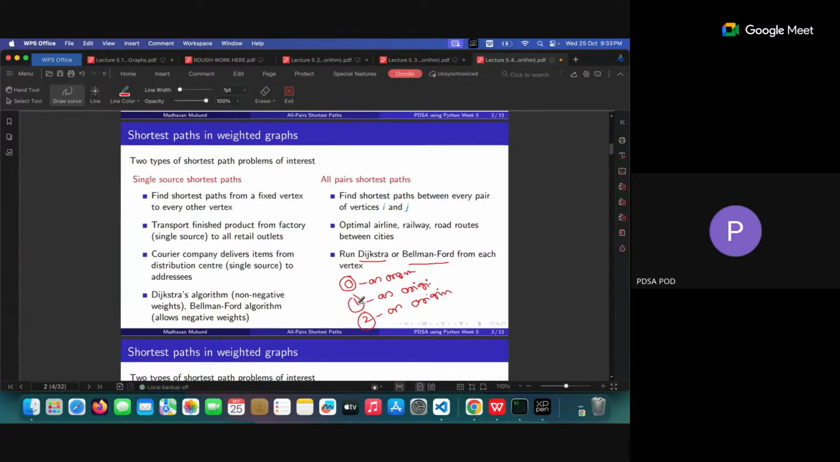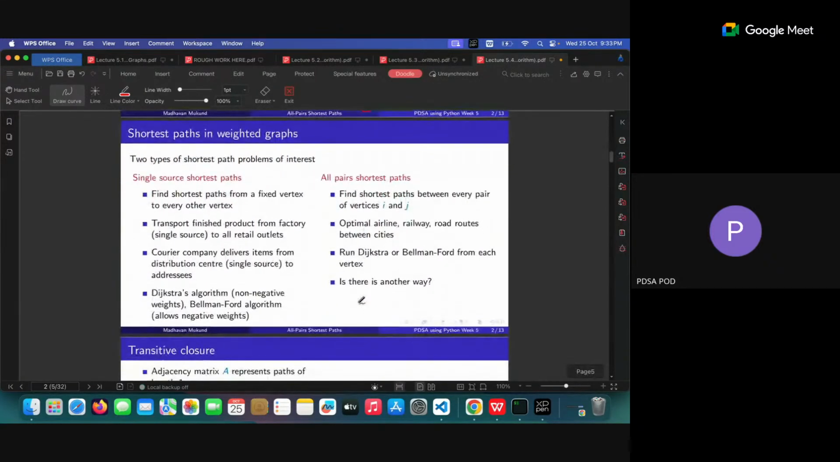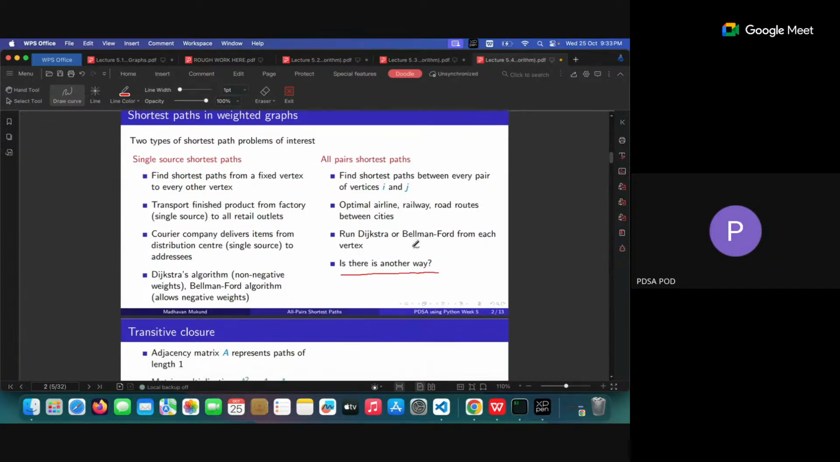But here it is not like that. We are trying to find out if there is any way, instead of using the same algorithm and running it on multiple sources, is there any way? So we have a way for that.